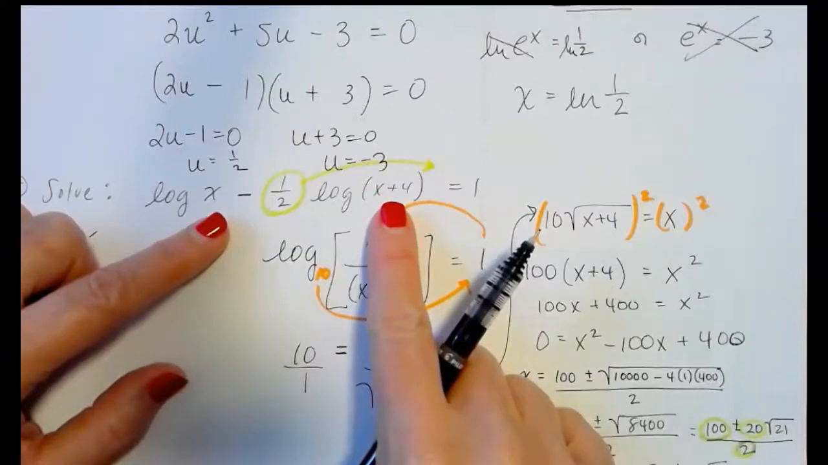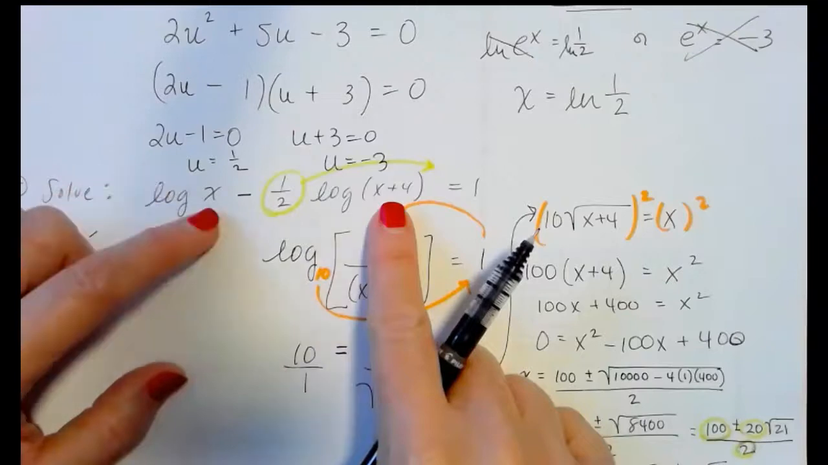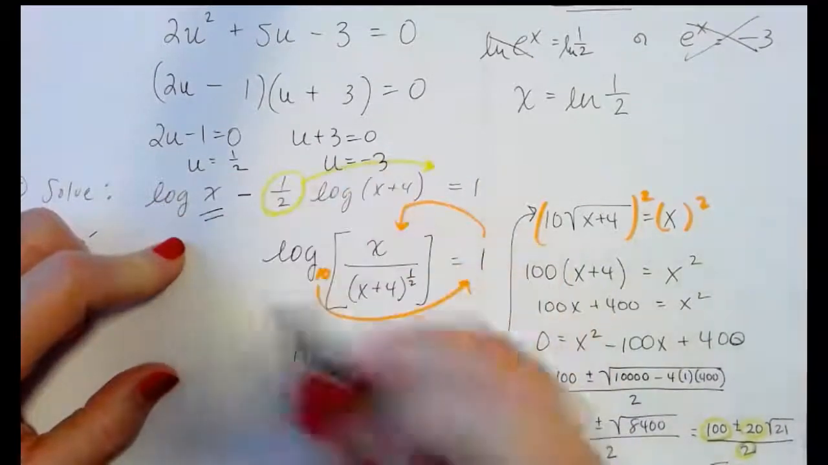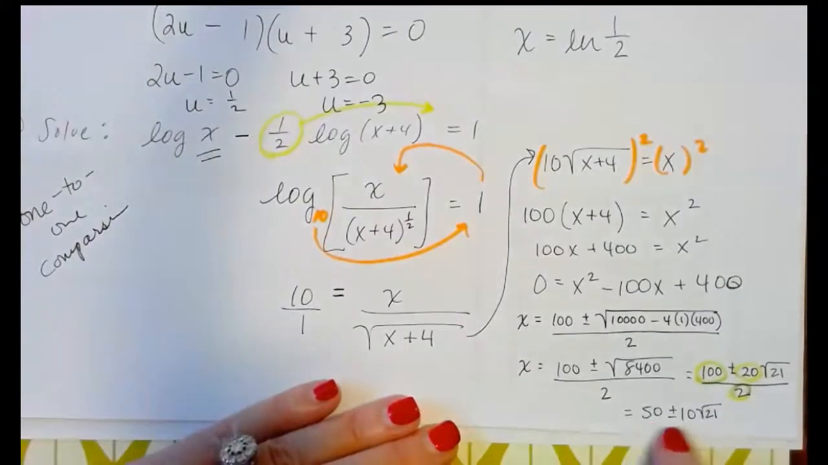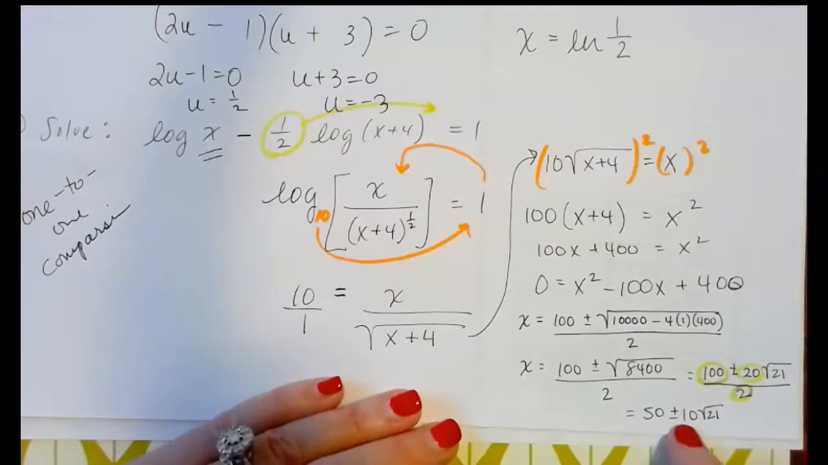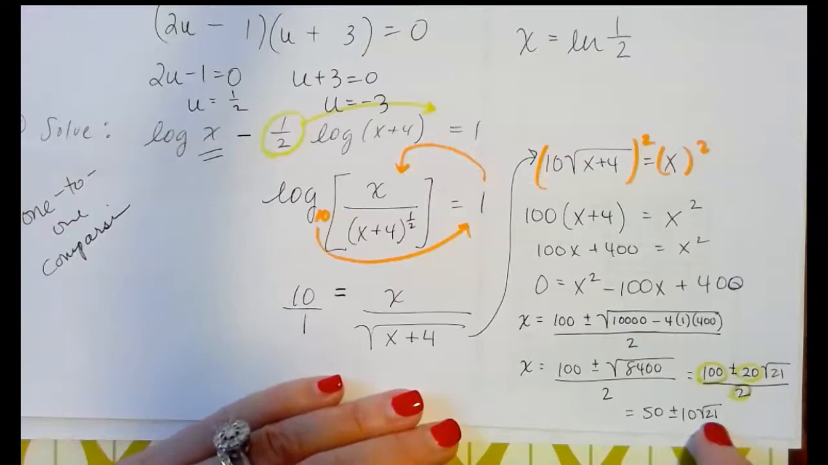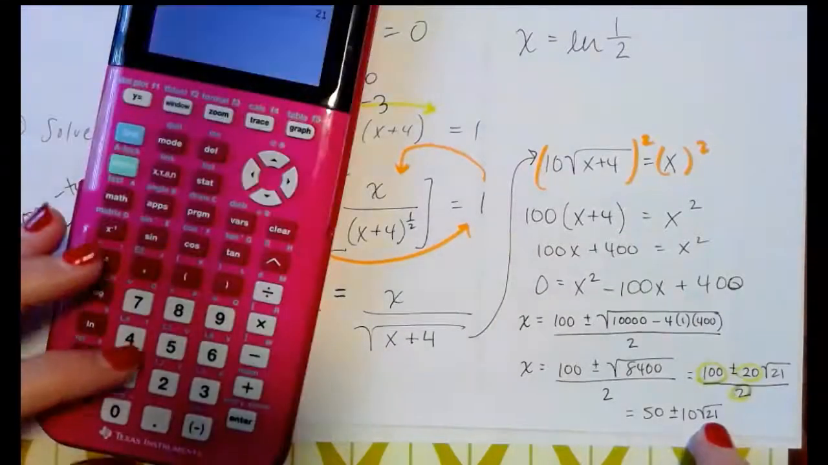So our domain is limited here. Our domain has to be bigger than 0. So domain restriction bigger than 0. So we just need to check right down here. Is 50 minus 10 times square root 21 still bigger than 0? Well, the square root of 20 is going to be a little bit bigger than 4. So let's check it out.